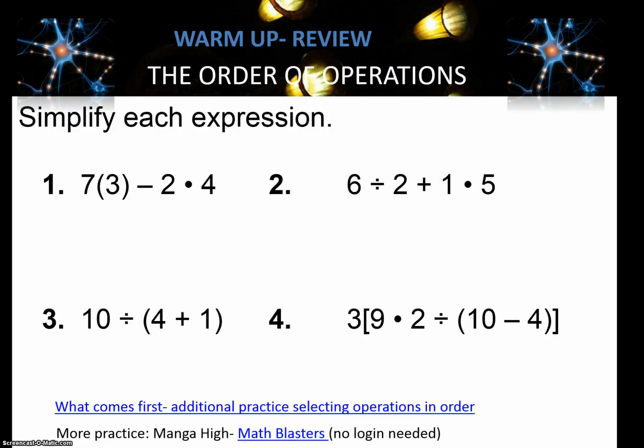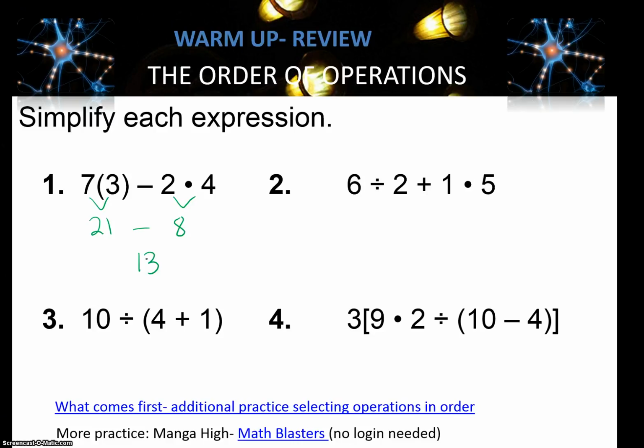Let's get started. So we're going to warm up or review how to multiply. This symbol right here, the parentheses, means multiplication. There are many signs that mean multiplication, but this is one of them, parentheses, or the dot, or the X that you're used to. So in this one, we multiply 7 times 3 first to get 21, and then subtract 2 times 4, which is 8. When we take 21 minus 8, we get an answer of 13. So this is how I would show my work.